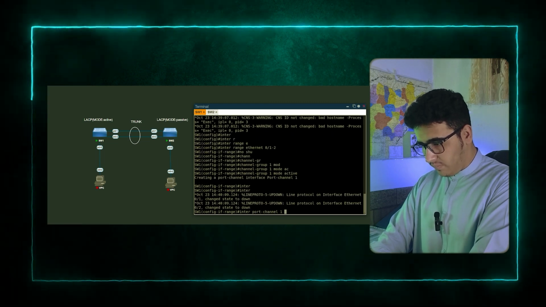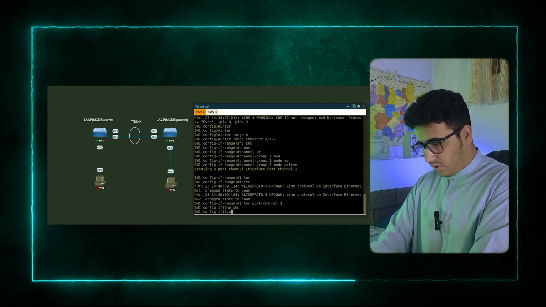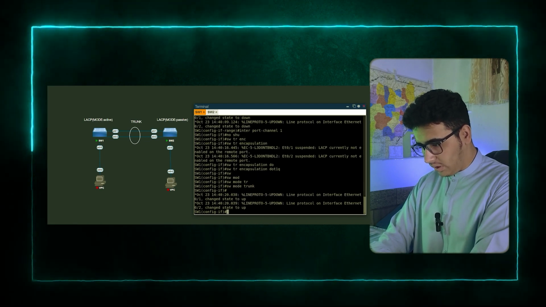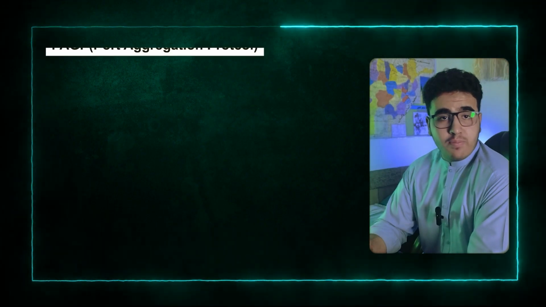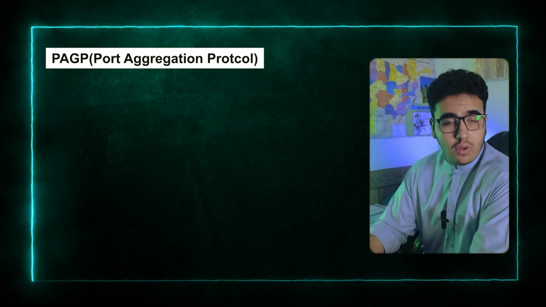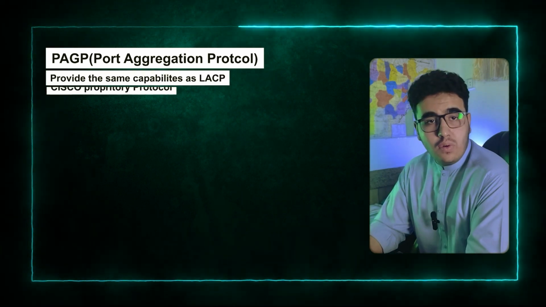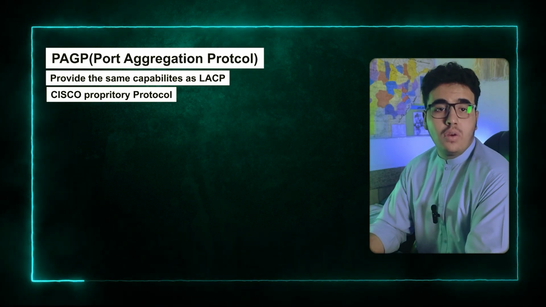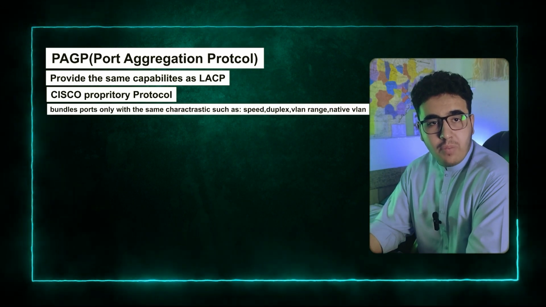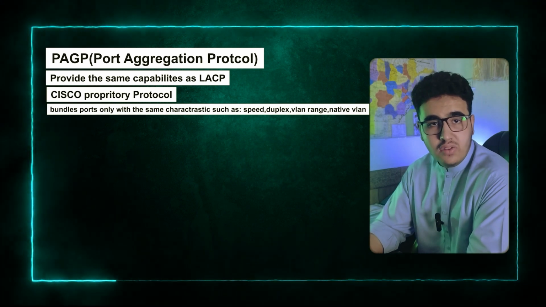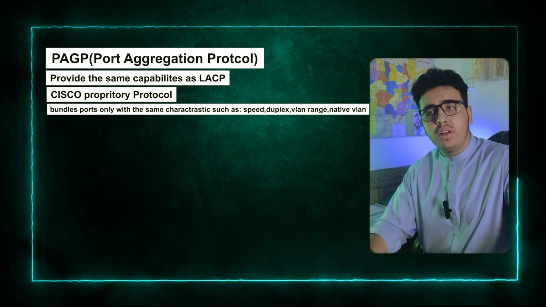Interface port-channel 1. Switchport trunk encapsulation dot1q. Switchport mode trunk. PAgP is Port Aggregation Protocol. It provides the same capabilities as LACP to us, a Cisco proprietary protocol that works only on Cisco switches. PAgP bundles or groups the ports with the same speed, VLAN range, native VLAN, and what do we call that? The last one?